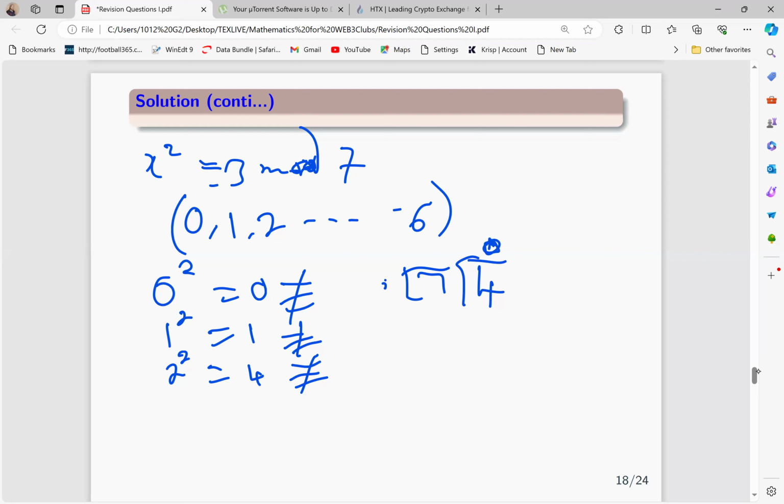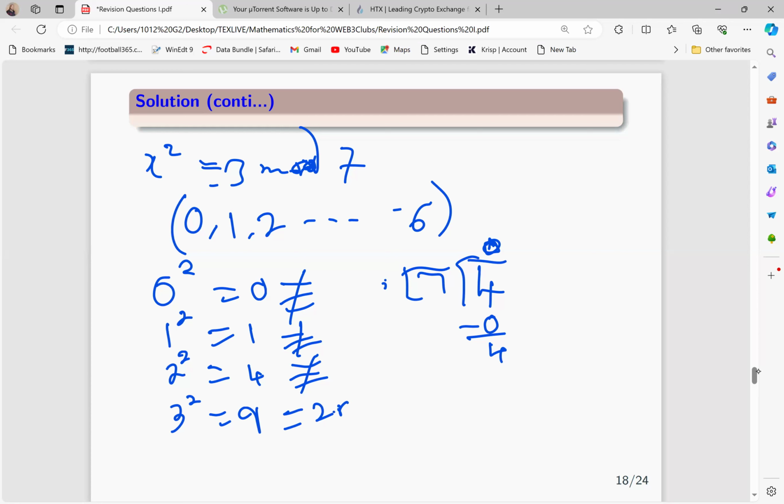So our answer will be 0. 0 times 7 is 0. Then we subtract, the remainder is 4. So still 4, it's not our solution. Next we'll go to 3 squared, which will be 9. 9 mod 7 won't give us 3. It gives us 2, which is not the answer.